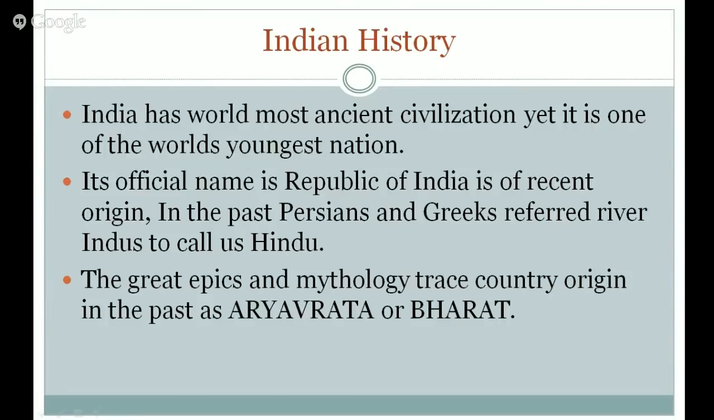In the past, Persians and Greeks referred to the River Indus as Hindu, and the great epics and mythology trace the country's origin in the past as Aryabhata. We have many epics and mythology, a lot of literature, and from those epics and mythology, we can trace our name as Aryabhata or Bharat. So this is a brief about India.